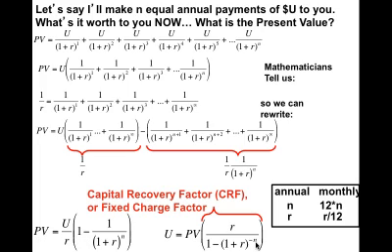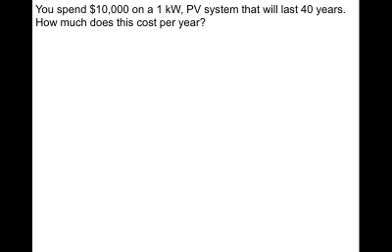And we call that factor the capital recovery factor or fixed charge factor. Say capital recovery factor, because it's the factor by which you recover the capital that you borrowed. So let's say you spend $10,000 on a 1 kilowatt photovoltaic system and it should last 40 years. How much does this cost per year? This is a $10 per watt system. That's pretty expensive, but let's just go with it.